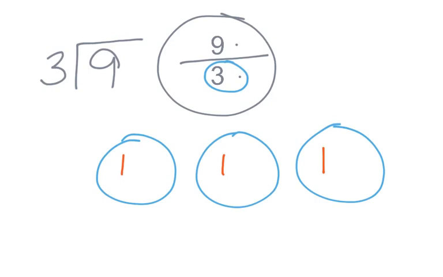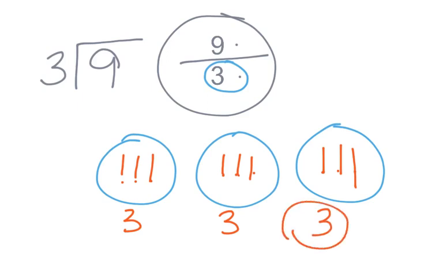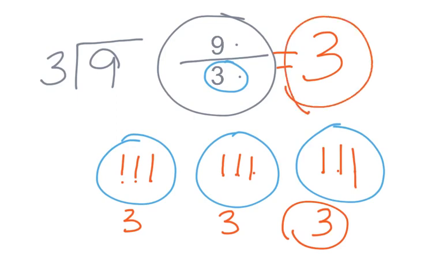Nope, I need to go back. 4, 5, 6. Am I to 9 yet? Nope. 7, 8, 9. Oh, now I'm to 9. And let's make sure all my groups are even. 1, 2, 3. 1, 2, 3. 1, 2, 3. Oh, so each group has 3. So 9 divided by 3 equals 3. I could write that up there too.